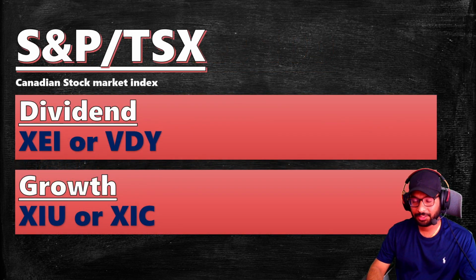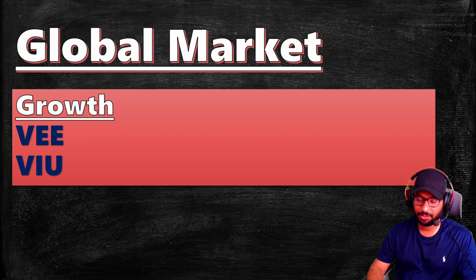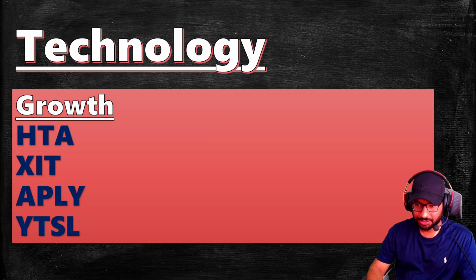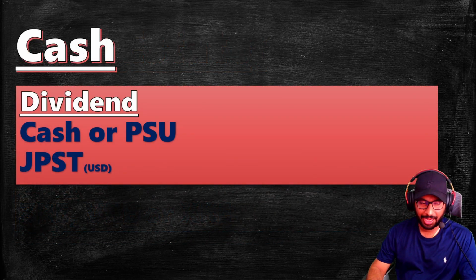The fourth one was the Canadian stock market, a little bit different from the US. Then we went into the global market, where you can buy Europe or Asia companies. Then we moved over to the technology sector, where we buy some of the Canadian tech, the global tech, Apple and Tesla. Then the real estate sector, and then the cash.